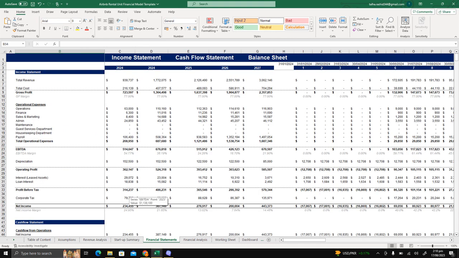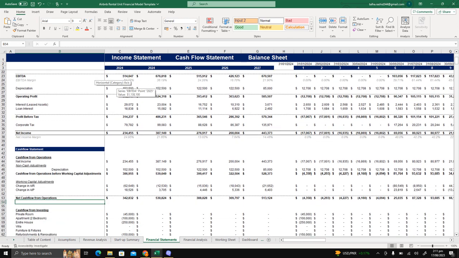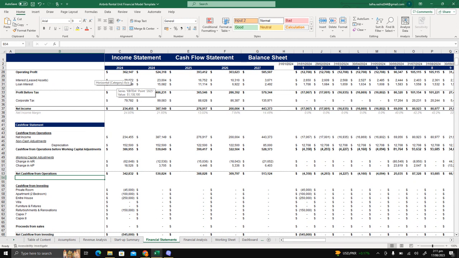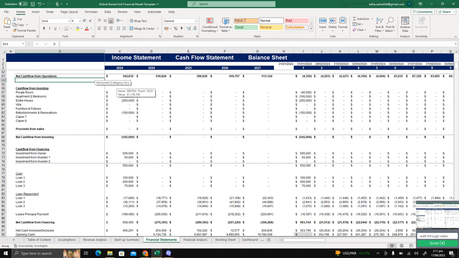Then comes the financial statements. The financial statement includes three main financial statements. Income statement, which shows the net income of the company on the basis of 5 years, as well as monthly going upward towards 60 months. Then comes the cash flow statements, which show the cash inflows and outflows of the company from operations, investments, and financing activities.